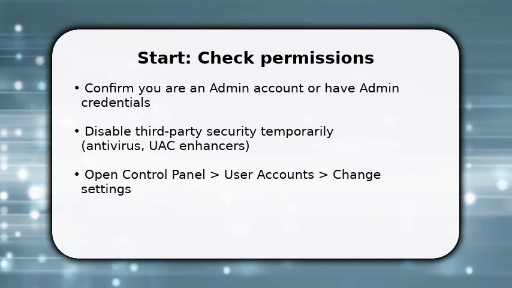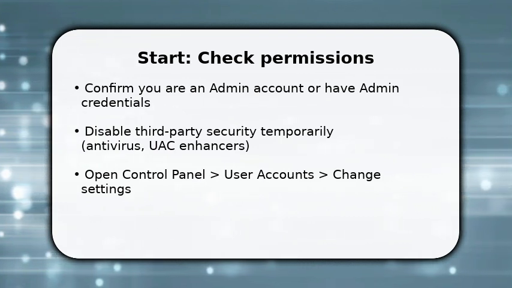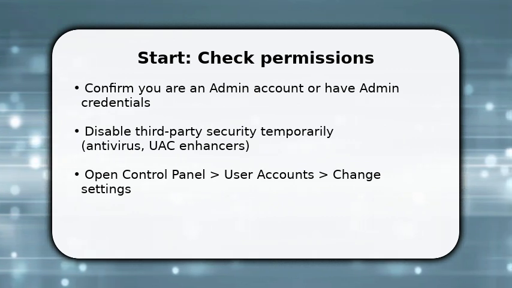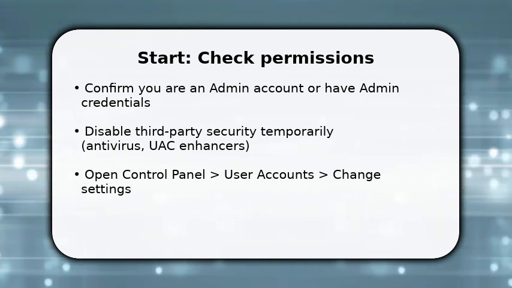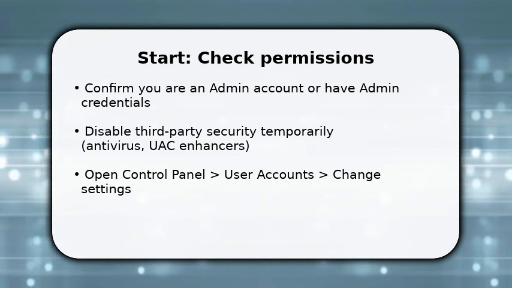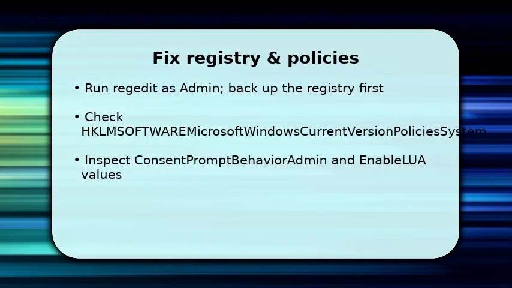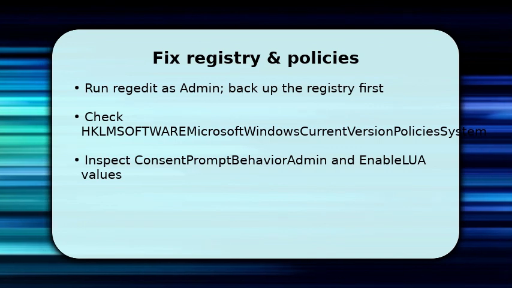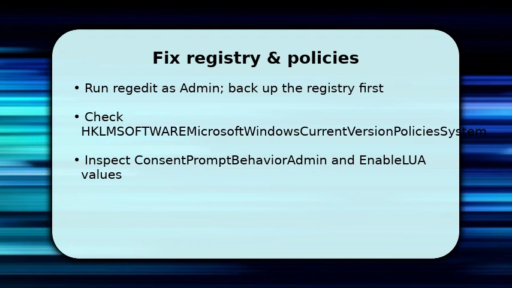Now you'll correct system settings that remove the Yes button. Open Registry Editor as admin and export a backup so you can undo changes. Navigate to HKLM\Software\Microsoft\Windows\CurrentVersion\Policies\System, and check ConsentPromptBehaviorAdmin and EnableLUA. Set ConsentPromptBehaviorAdmin to 2, prompt for credentials, and enable LUA. Finish by rebooting the system so UAC and policy changes take effect.